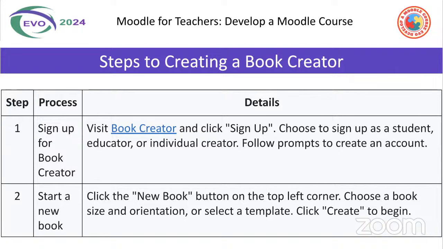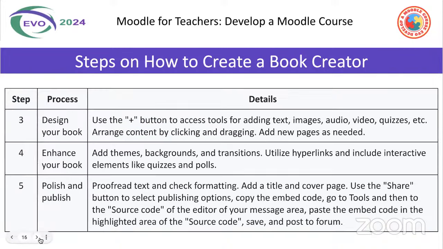Next, you start a new book, just like that. You click on the New Book button at the top left-hand corner, choose the book size that you want. You may want to change it. You select a template, lots of templates, and then you click to begin. There are also lots of examples. There's a video that I also shared in the course that you can view.